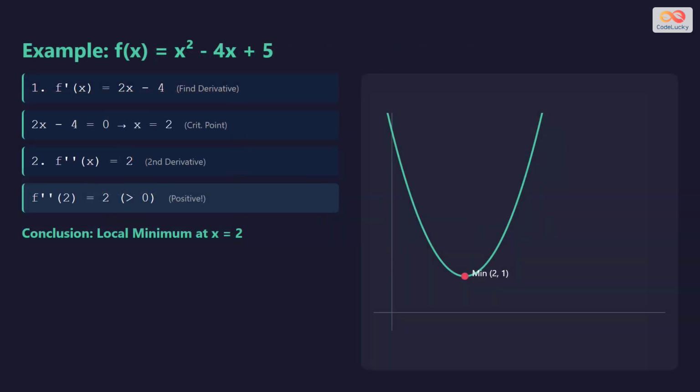Let's try an example with the function x squared minus 4x plus 5. First, we find the derivative, 2x minus 4, and set it to 0 to get x equals 2. Next, we find the second derivative, which is simply 2. Since positive 2 is greater than 0, our curve is concave up, confirming that x equals 2 is a local minimum.